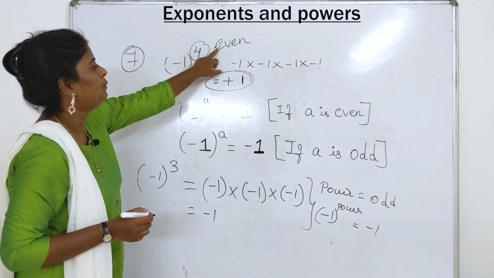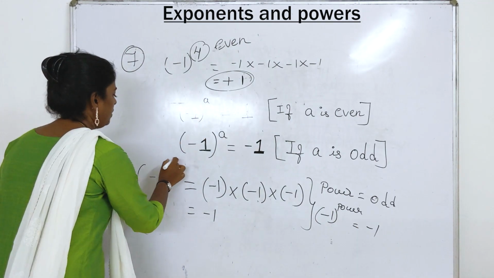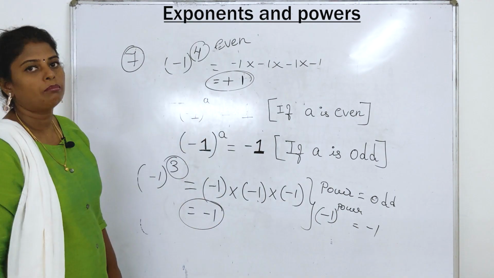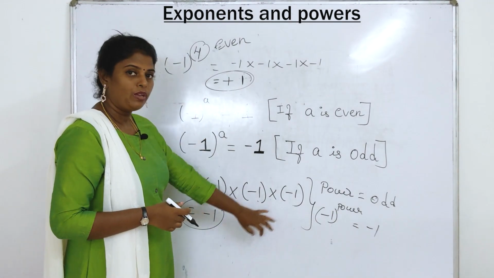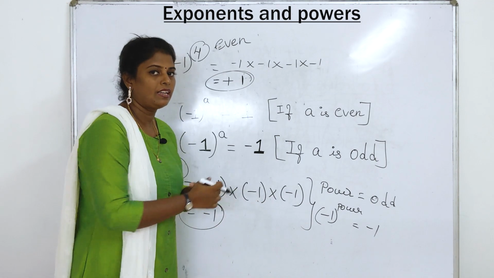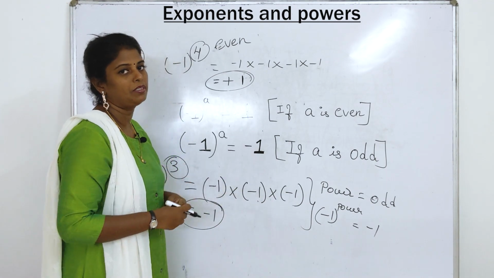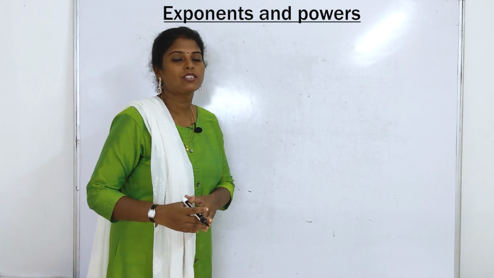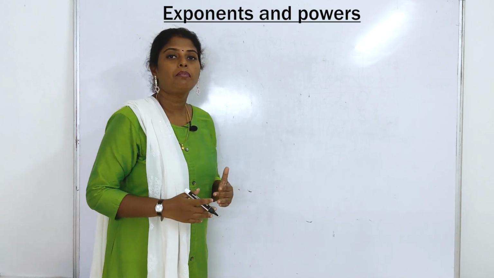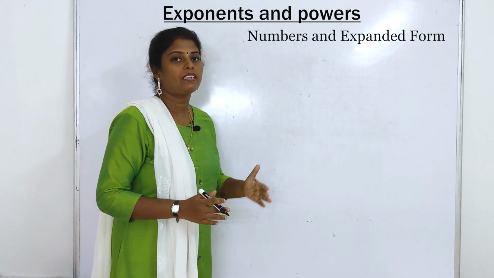If the power is even, we have plus 1. If the power is odd, we have a minus 1. So we have verified the 7 laws by some examples. Next, we will discuss the topic numbers and expanded form.